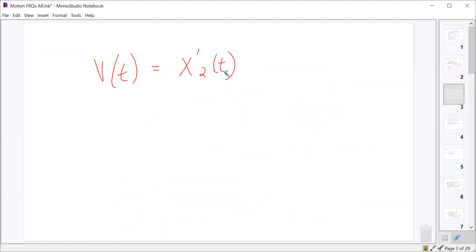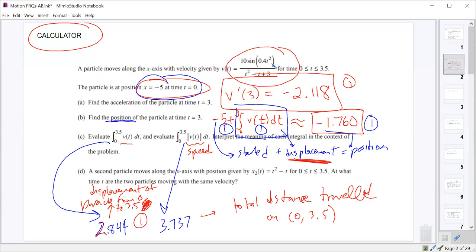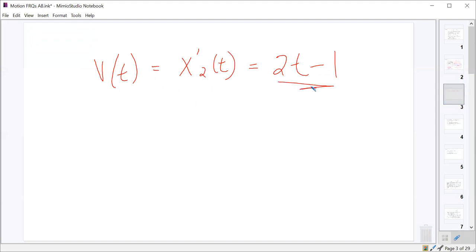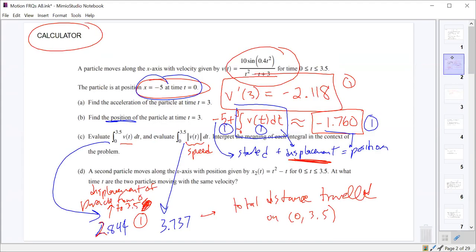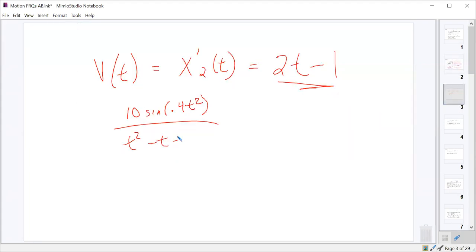What's the derivative of that position? The position was t squared minus t, so that would be 2t minus 1. So you're setting your original equation, 10 sine 0.4 t squared over t squared minus t plus 3, equal to 2t minus 1. You don't need to write all this out. And then you just use the two graphs on your graphing calculator and calculate where they intersect.